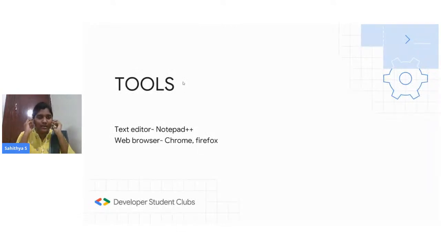The main thing is tools. We are going to use a text editor and a web browser. The text editor is where you write the text, and the web browser displays what you have written.